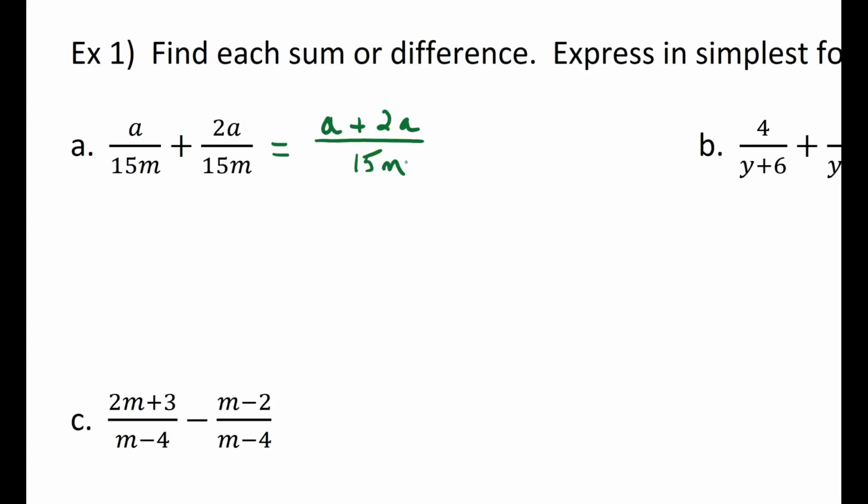I do have like terms that I want to combine, so I'll put those together. 1a plus 2a is 3a over 15m. And then I want to see, is there anything I can simplify or reduce? Yeah, that 3 goes into 15 5 times, so we will reduce that, and in the end, our most simplified answer will be a over 5m.